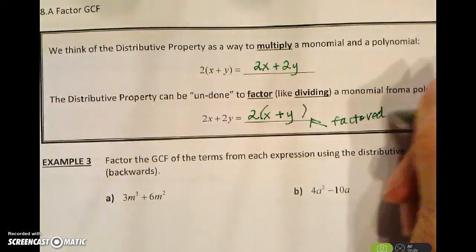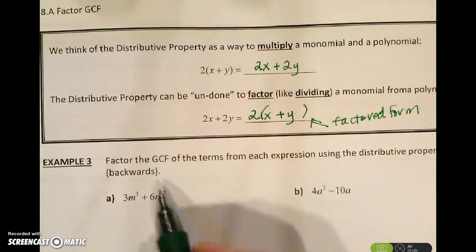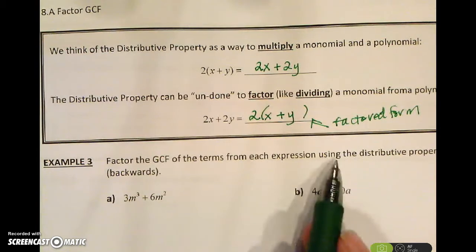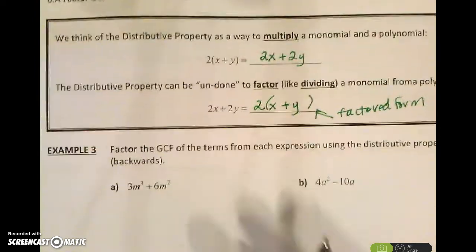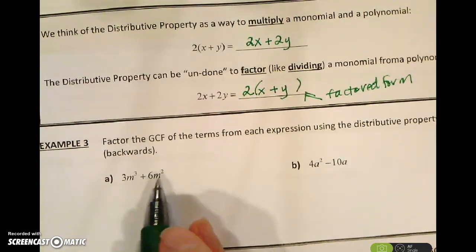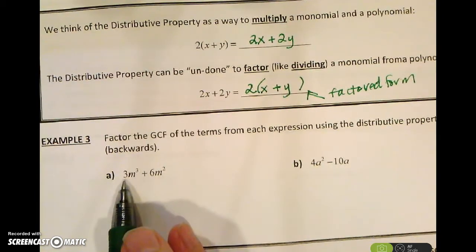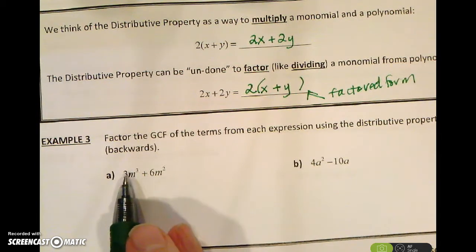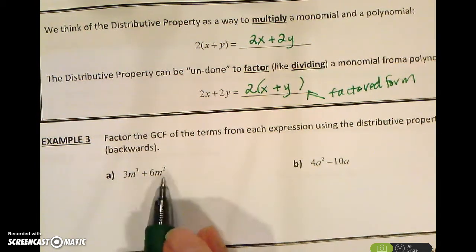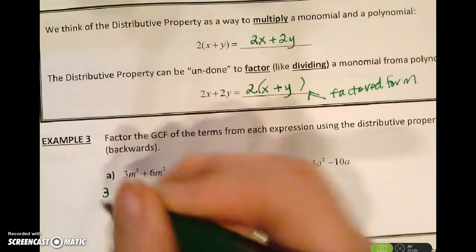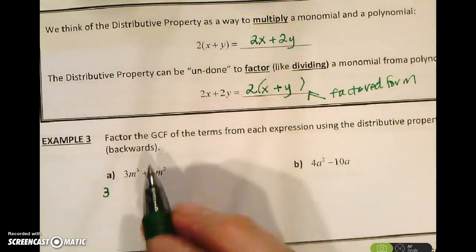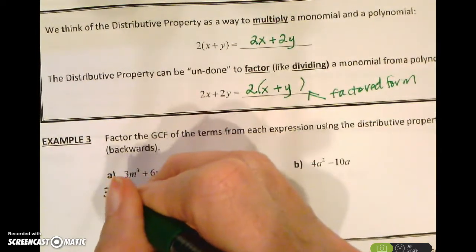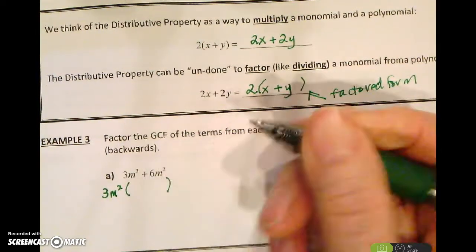All right, so let's do a few of these. So right here, we're going to factor the GCF of these 2 terms from each expression using the distributive property backwards. So I'm going to look at 3m to the third and 6m to the second, and I'm going to think, what do they have in common? What's the biggest number that divides into both 3 and 6? We'll always start off with this one. 3 goes into both of them. So 3 is going to come out. That's going to be part of the GCF. And then how many m's do they have in common? Well, they both have 2 m's in common.